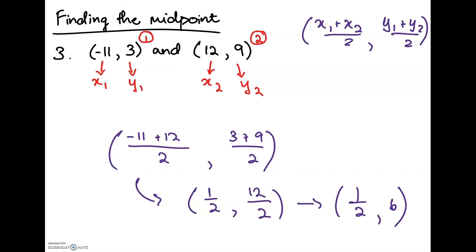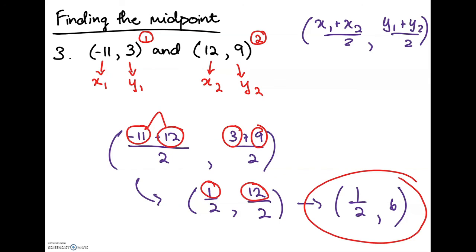So if you can't tell, all I basically did was write x1 plus x2, and then y1 plus y2. I added both: -11 plus 12 is equal to 1, which is over here, and 9 plus 3 is equal to 12, which is over here. And then I just divided both by 2, and I left the 1 over 2 as it is because we really don't need to simplify that, giving our final answer as 1 over 2, comma 6.